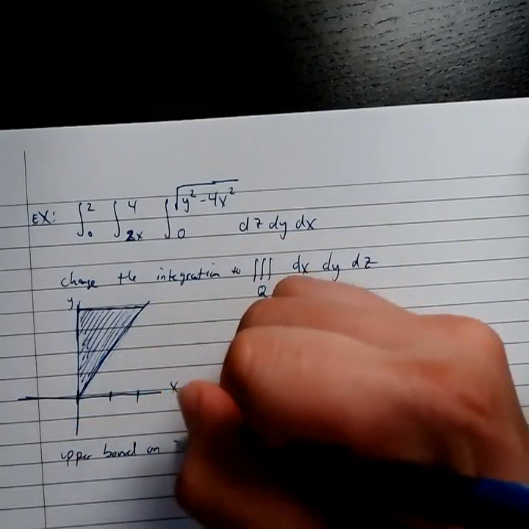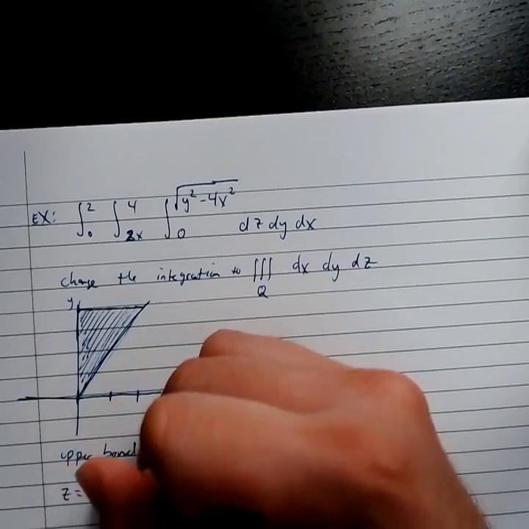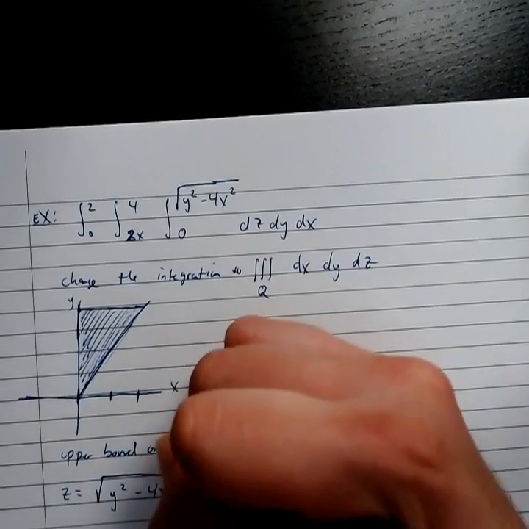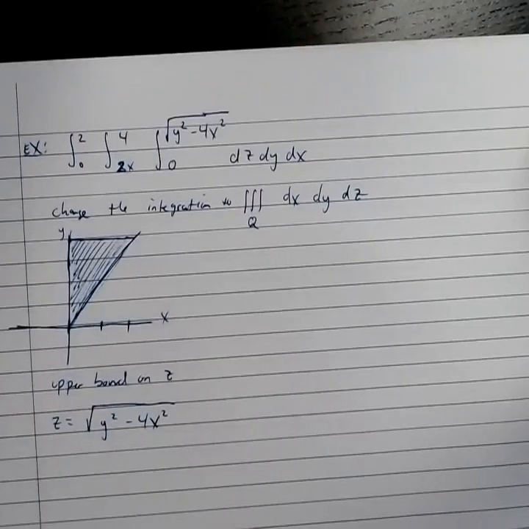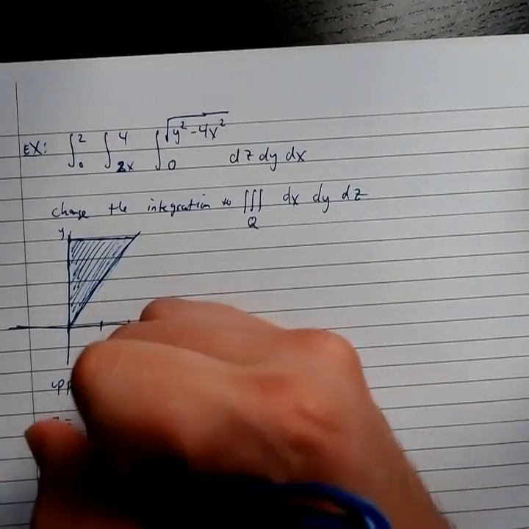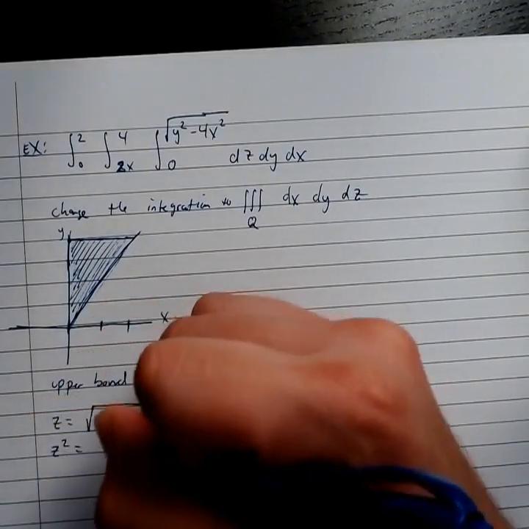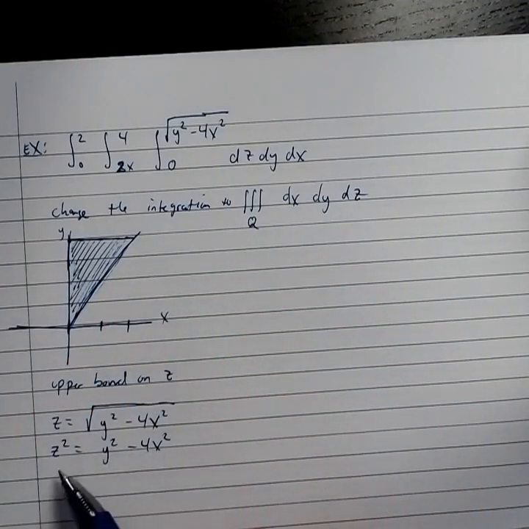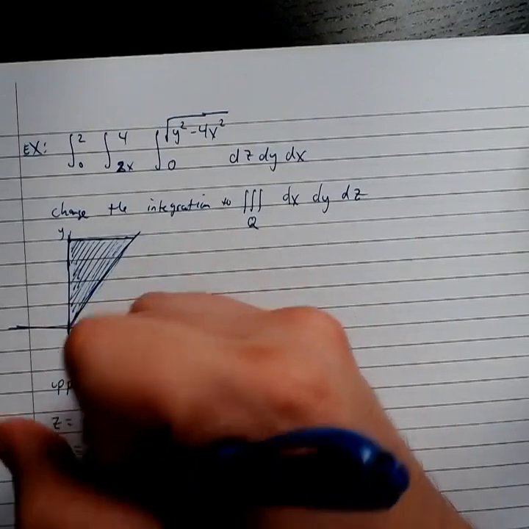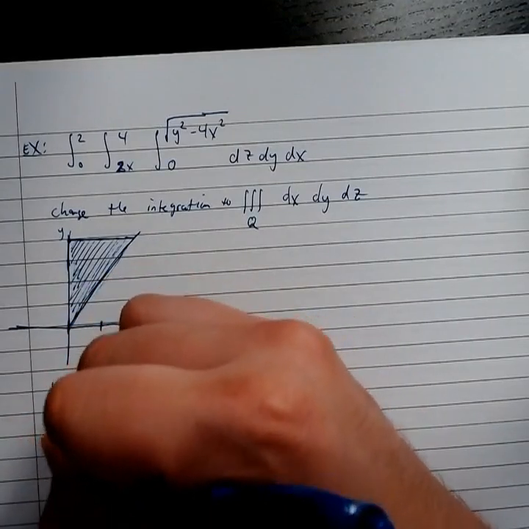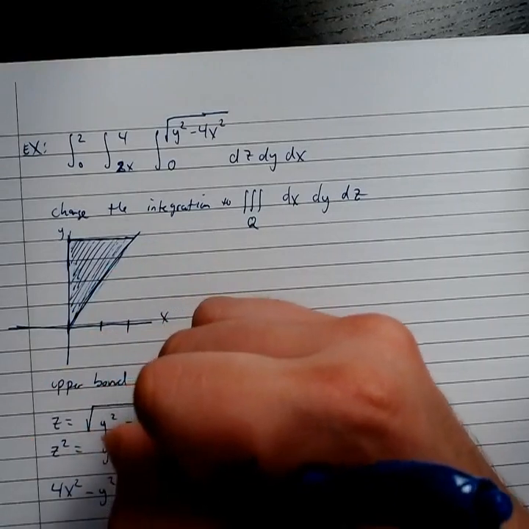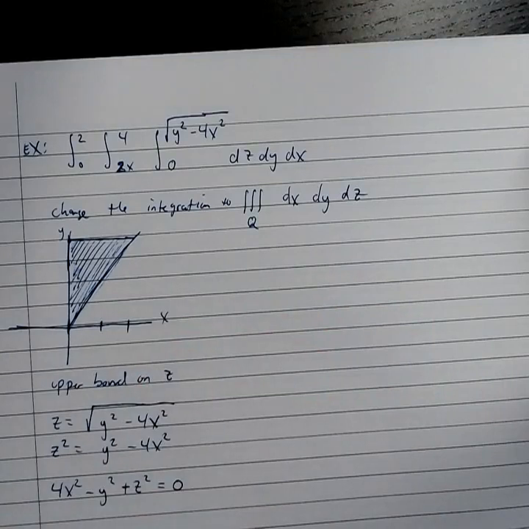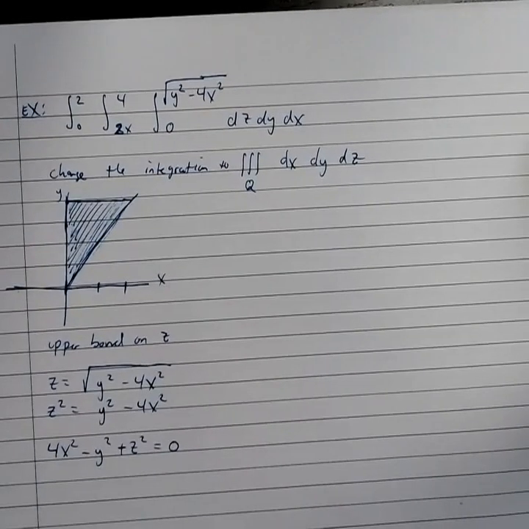is given by z equals the square root of y squared minus 4x squared, which, of course, we can square both sides to make things a little more recognizable. We can write this as z squared is equal to y squared minus 4x squared. And here we can go ahead and pass that over to the other side, and that'll give us 4x squared minus y squared plus z squared is equal to 0. Just like that. You may or may not recognize this.